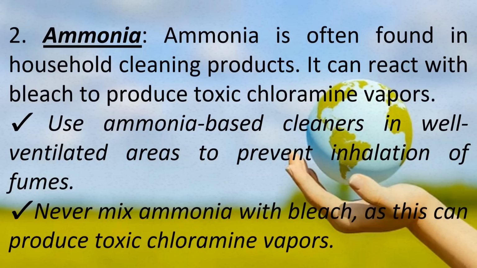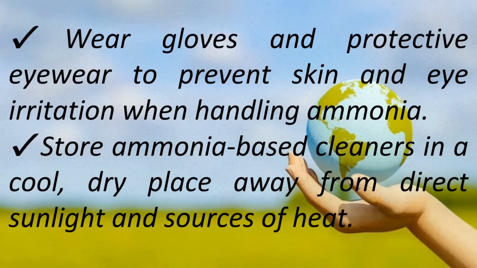Number 2, ammonia. Ammonia is often found in household cleaning products. It can react with bleach to produce toxic chloramine vapors. Okay, how do we handle it properly? Use ammonia-based cleaners in well-ventilated areas to prevent inhalation of fumes. Never mix ammonia with bleach as this can produce toxic chloramine vapors. Wear gloves and protective eyewear to prevent skin and eye irritation when handling ammonia. Store ammonia-based cleaners in a cool, dry place away from direct sunlight and sources of heat.